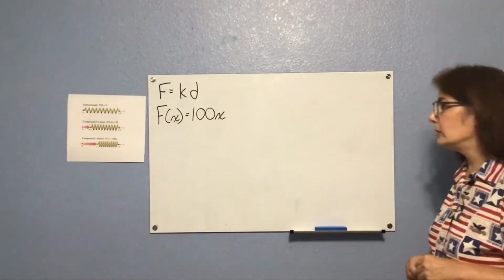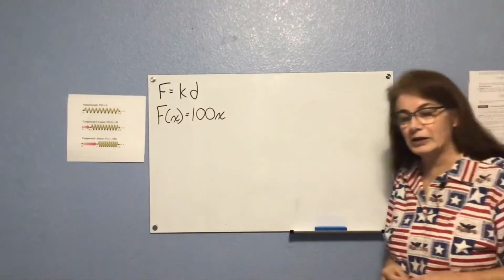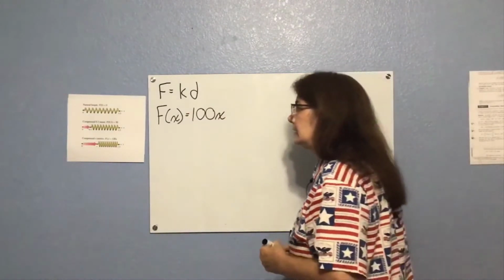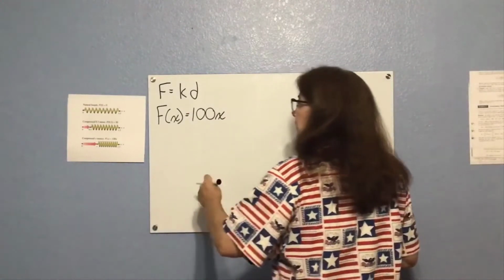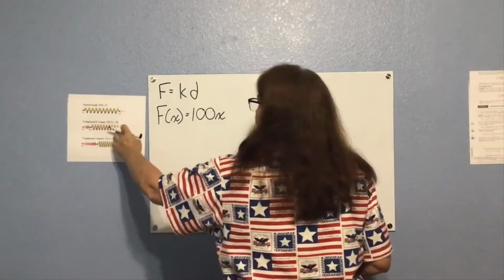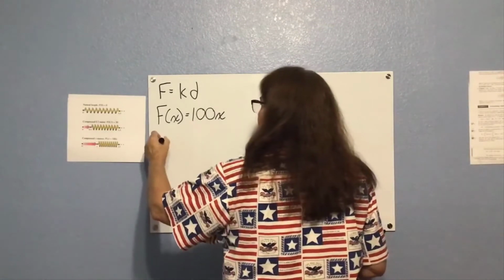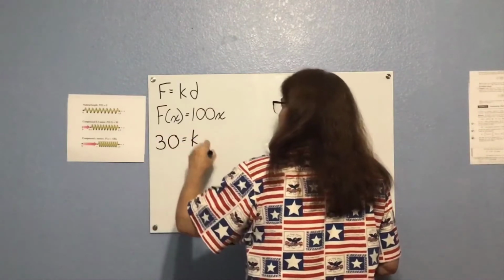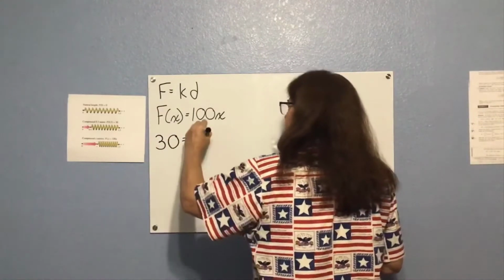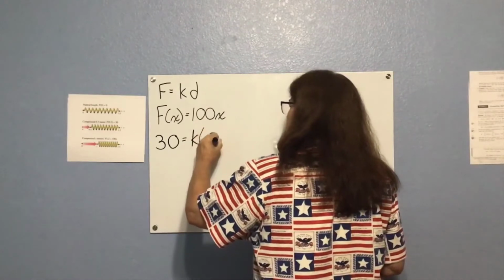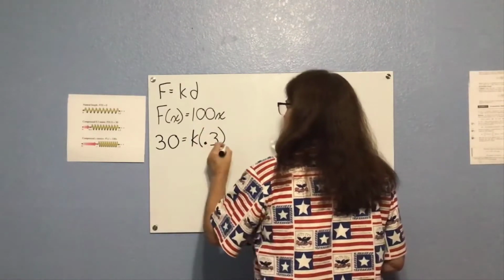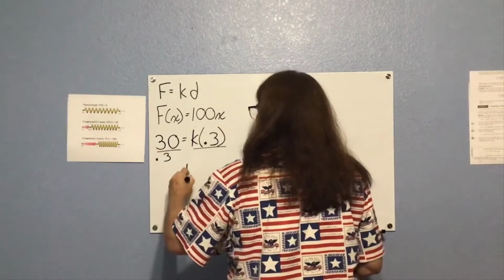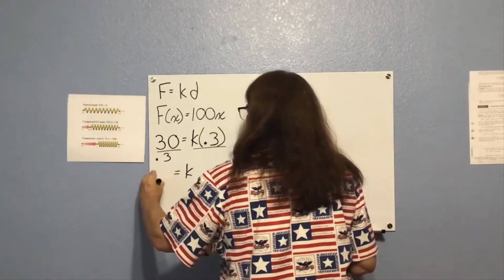We can use the initial information that was given to us to find a value for K. We were told that the force required to go 0.3 of a meter was 30 newtons, and that's some constant K times the distance of the compression, which was 0.3 meters. So if I just divide by 0.3, I see that K is equal to 100.